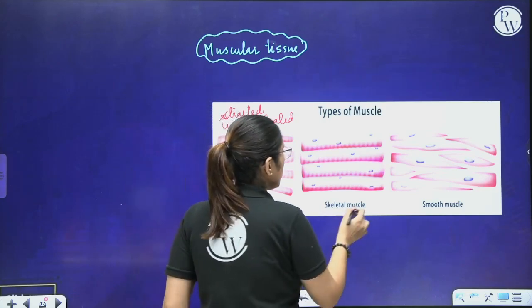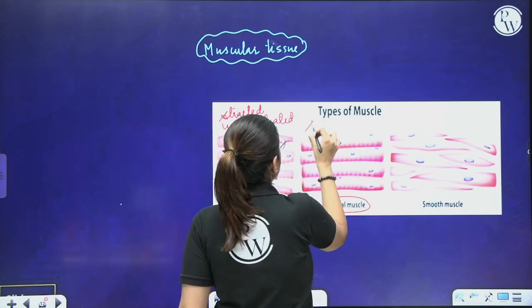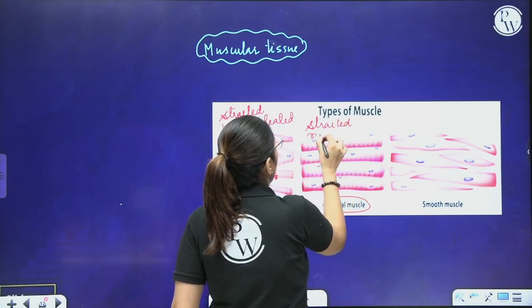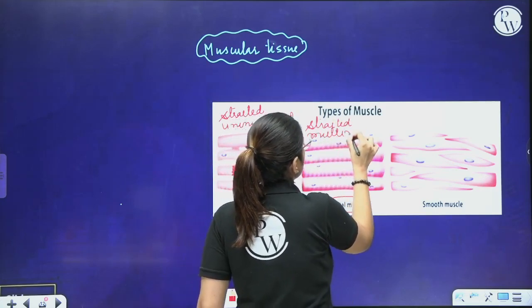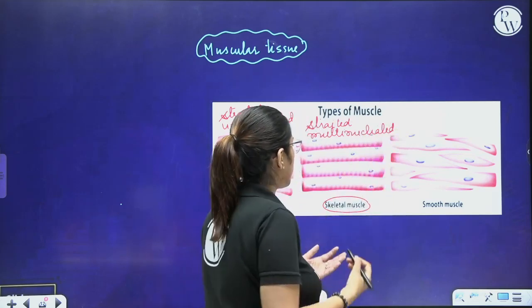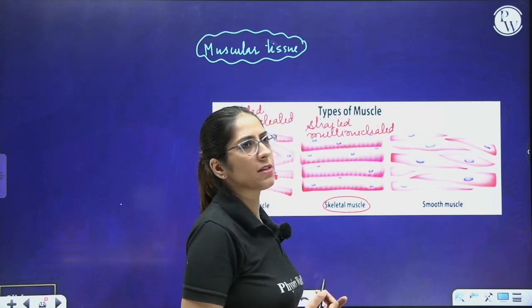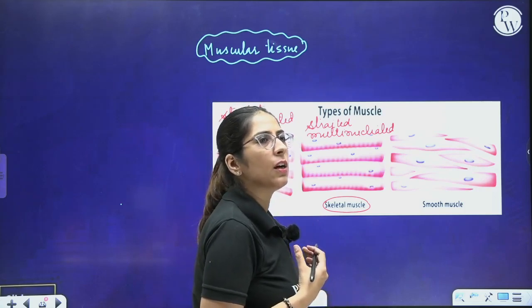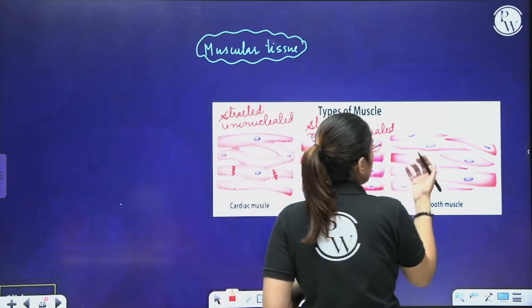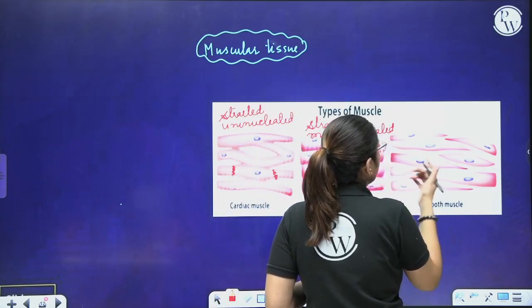Whereas the skeletal muscles are the ones which are striated, striations are present. They are multinucleated and unbranched, multinucleated cells, right? Skeletal muscles are associated with the skeletal system. Cardiac muscles are those which are associated with the cardiac, that means we are talking about the heart. The smooth muscles are associated with our viscera.